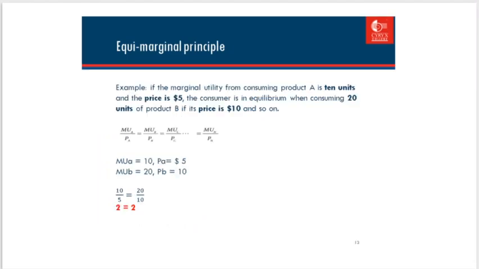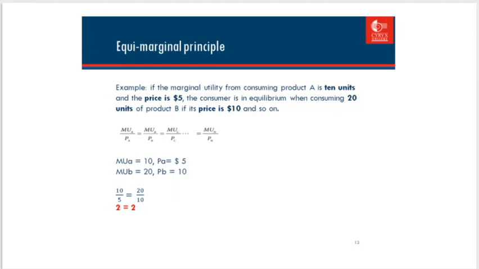Example, if the marginal utility from consuming product A is 10 units and the price is $5, the consumer is in equilibrium when consuming 20 units of product B if its price is $10, and so on. From the example, first we have to know the marginal utility of product A. We get 10 units and the price of product A is 5. So 10 divided by 5, we will get 2.